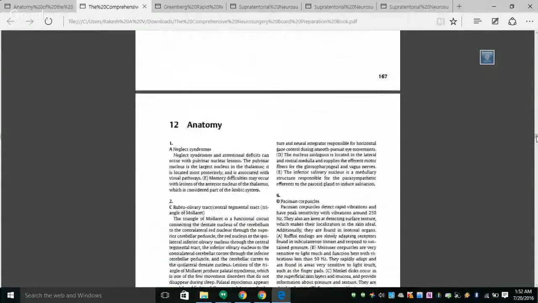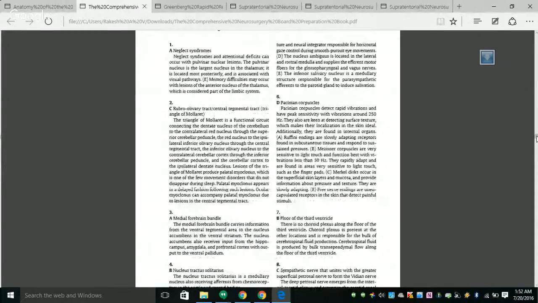I think these questions are really like pearls. They're hard, and this is great. So the answer says it is C, rubro-olivary tract, central tegmental tract.